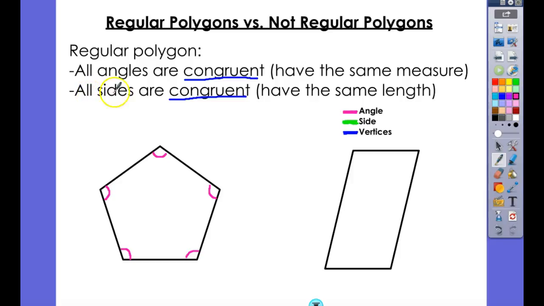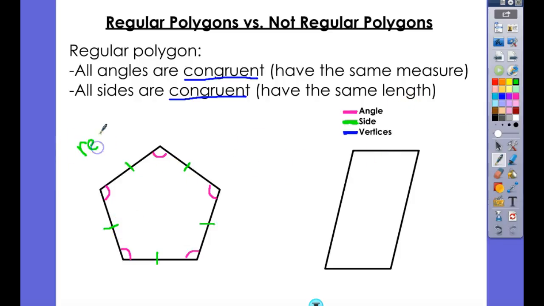The next thing we need to see is if all sides are congruent. We identify the sides by showing them in green, and the way you show a side is you draw a single line through it. This side is the same length as this side, as this side, as this side, as this side. They are all the same length. So all my angles are congruent and all my sides are congruent. So this right here is a regular polygon.